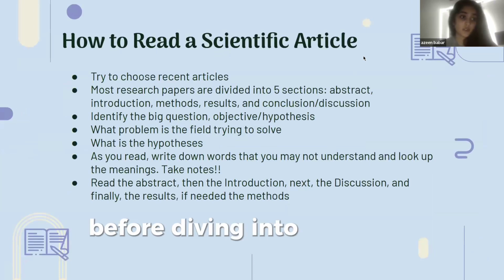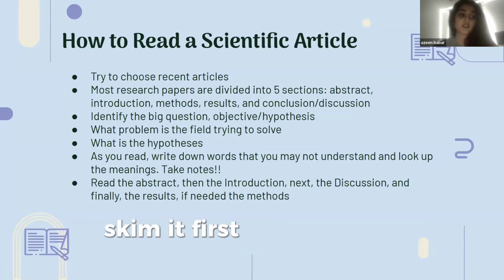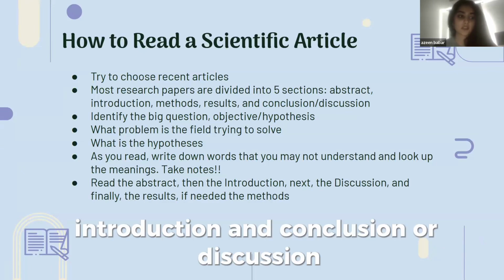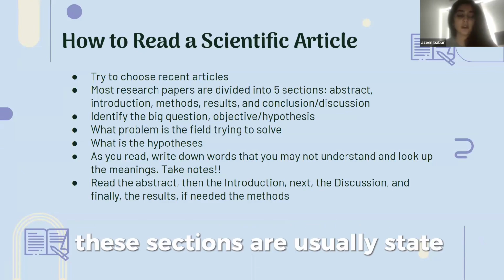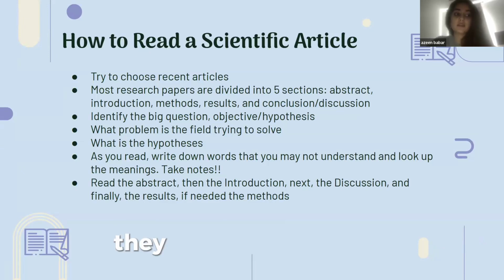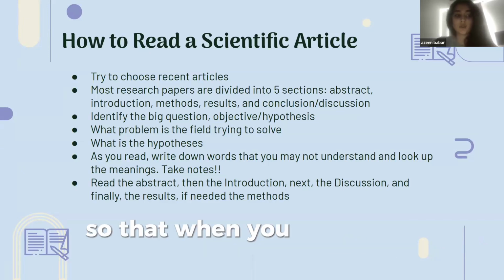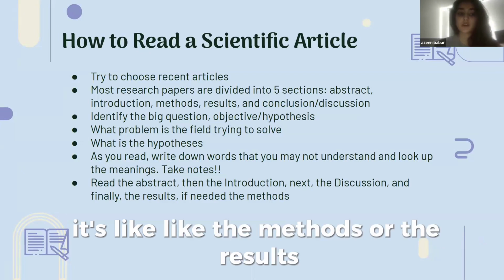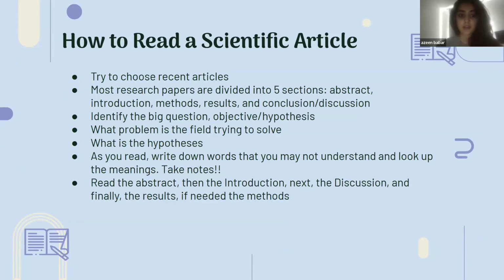Before diving into the whole article, skim it first. Start with the abstract, introduction, and conclusion or discussion. These sections usually state the main argument and conclusions. They give you a roadmap so that when you go into the dense parts, like the methods or the results, you already know where you're headed.